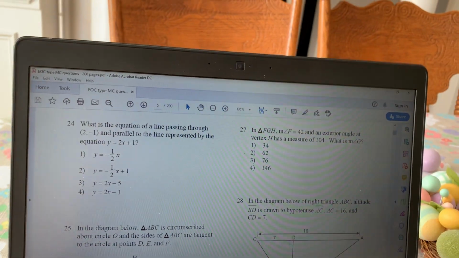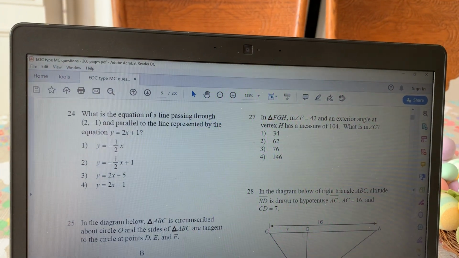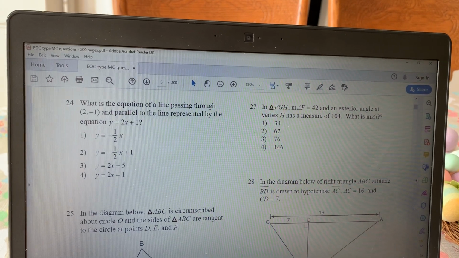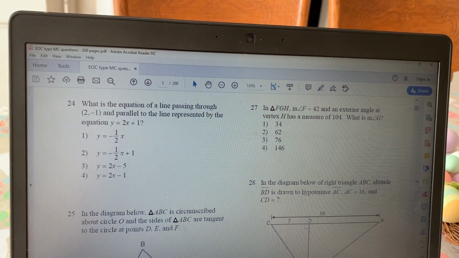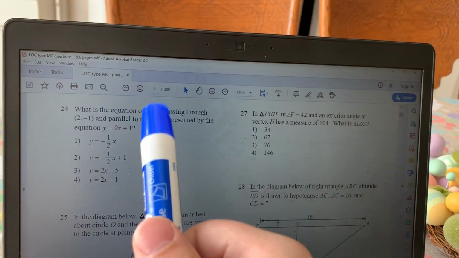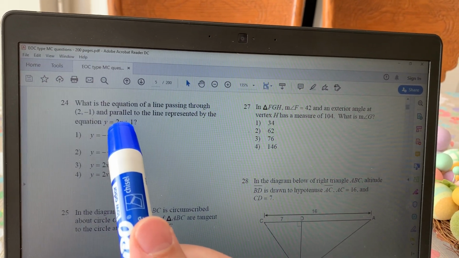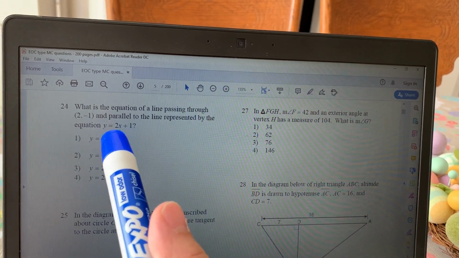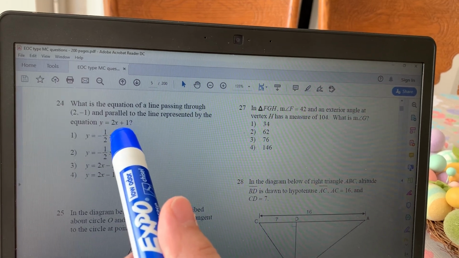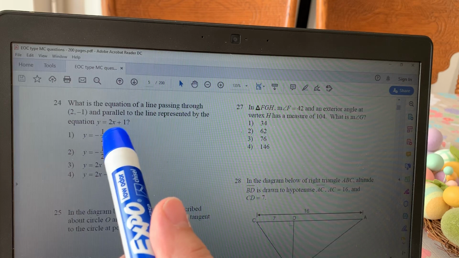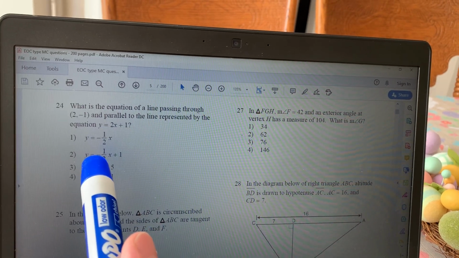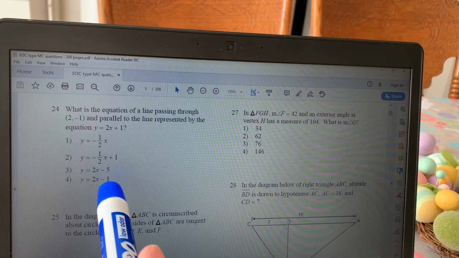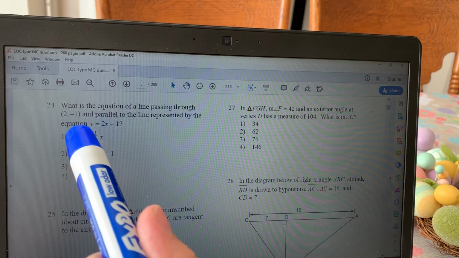All right, the equation of a line passing through (2, 1) is parallel to the line represented by the equation y = 2x + 1. We had one like this on, I think, the first video I did earlier, the 4x + 3y one. So now my equation is in slope-intercept form, mx + b, and my slope is 2. So I already know my equation has to have a slope of 2. I can knock out 1 and 2, those would be perpendicular. So I'm down to 3 and 4. Again, a 50-50 shot if that's all you know.